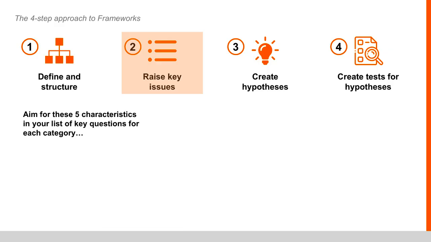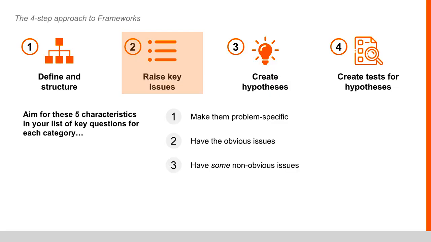One last thing regarding the issues. A good list of key issues for each category of your framework should have 5 characteristics in order of importance. First, the question should be problem specific. This is what I've shown you so far. Second, you should always have the most obvious issues to solve the problem. They might be obvious, but they're obvious for a reason. Third, you should have a few non-obvious issues as well, so interviewers can see that you can think outside the box. Fourth, the list should be as exhaustive as possible.